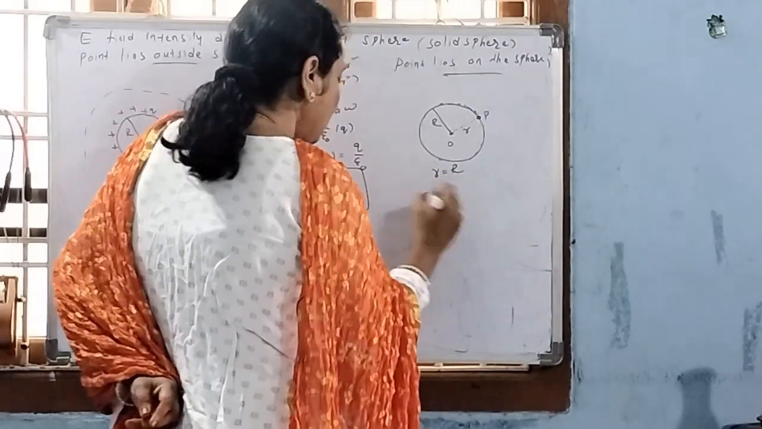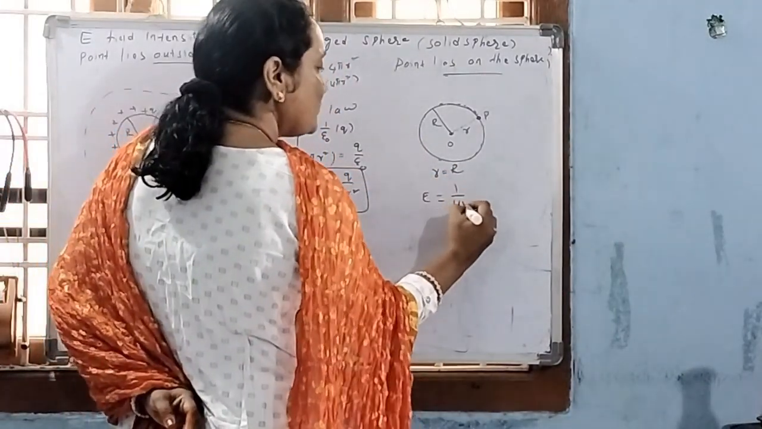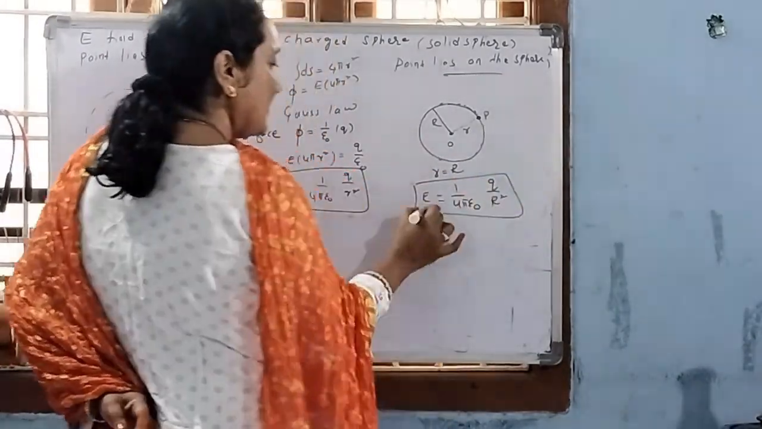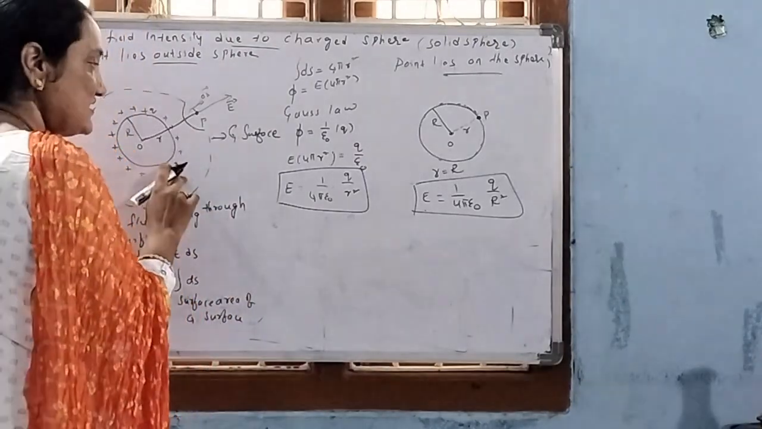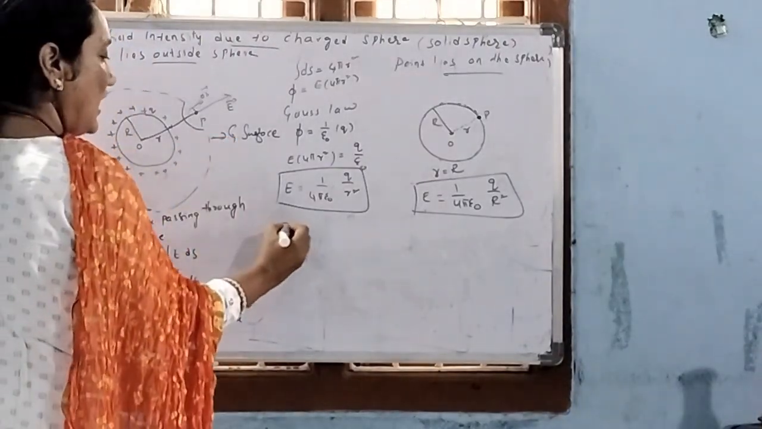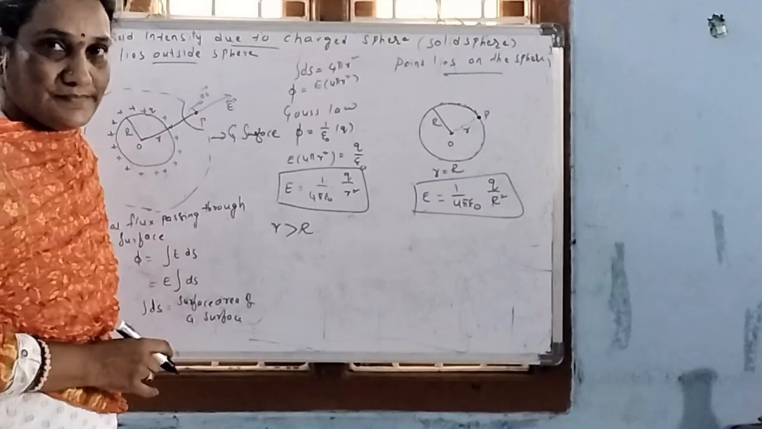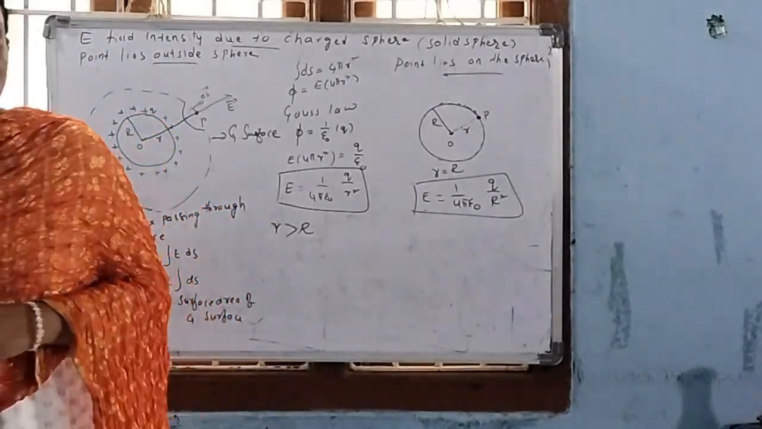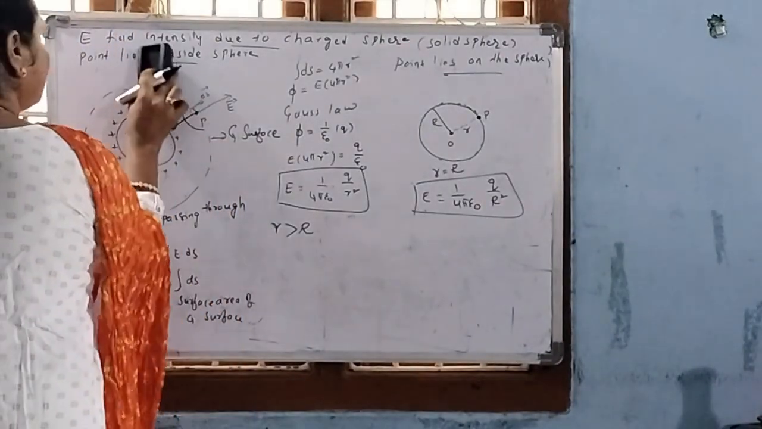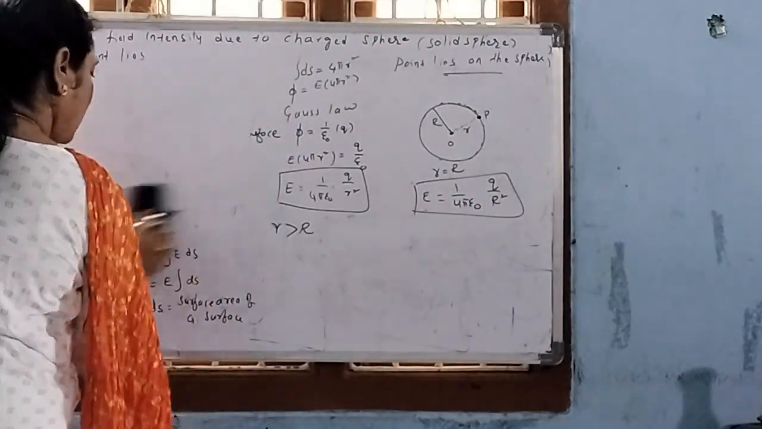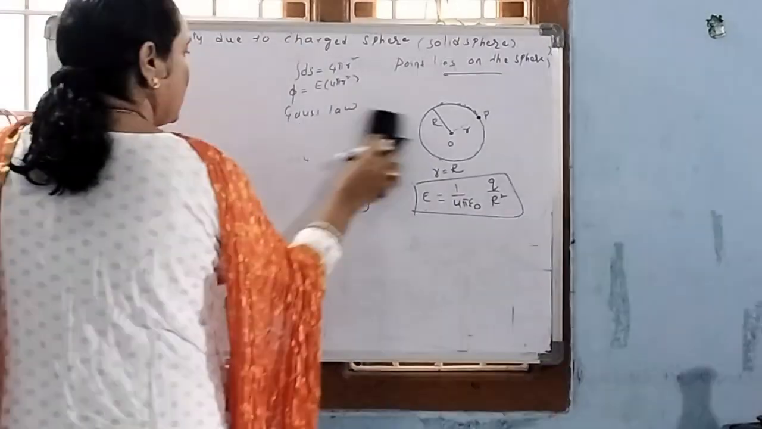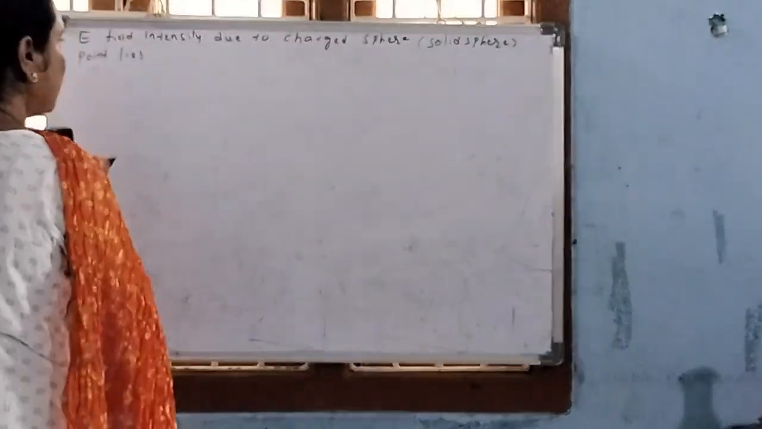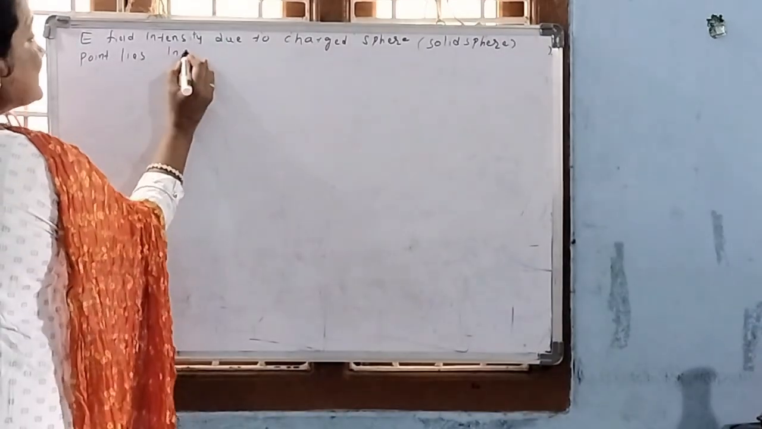So the intensity becomes the same formula, but instead of small r, we are placing capital R. Right? In the first case, by seeing the diagram, what we are understanding? r is greater than R. So these are the two cases. Now, let us move to the third case. The third case is when the point lies inside the sphere.